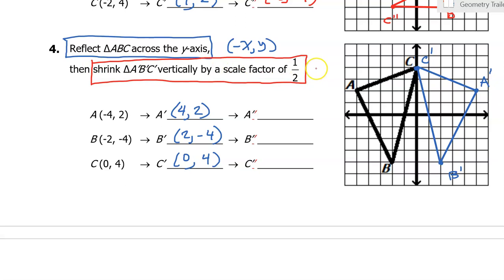Now, when you do a vertical shrink, it is only going to affect the y values. So we're talking about x and then 1/2 of the y. So we're just taking half of the y values and we're leaving x alone. So x is 4, then half of y is 1. X is 2, and then half of y is negative 2. X is 0, and then half of y is 2. So let's see, 4, 1 would be right here.